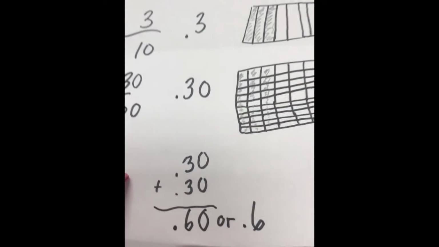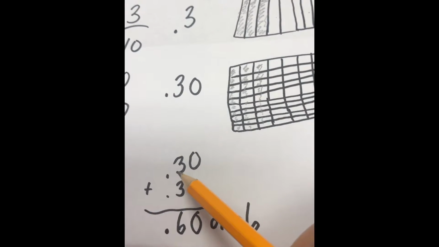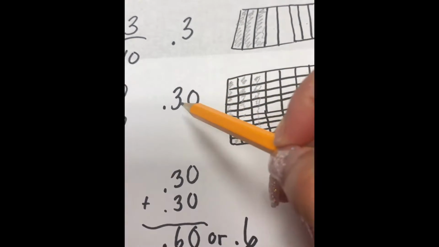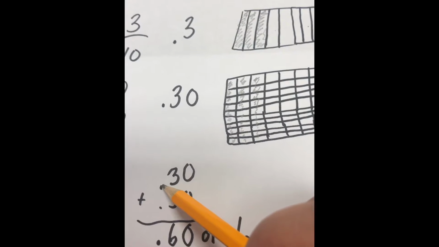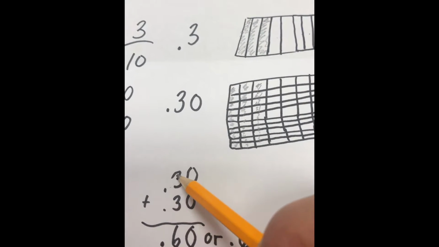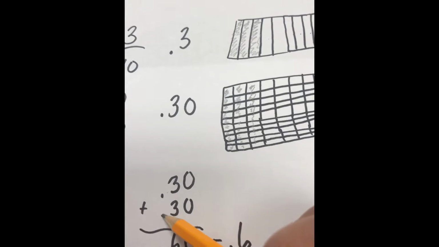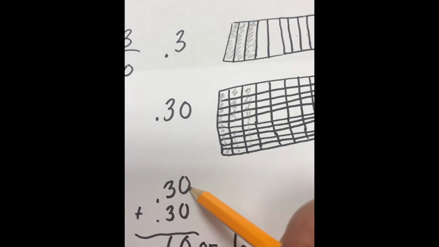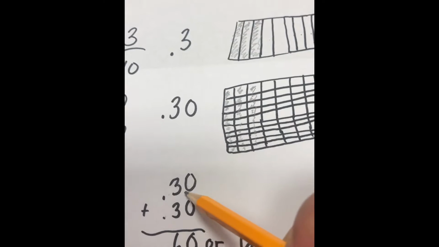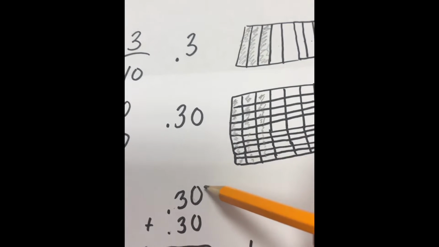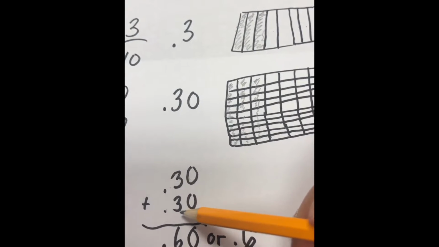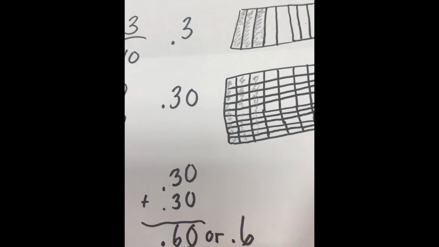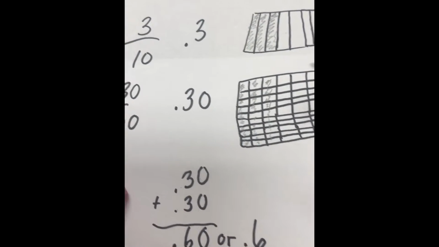So if I had to add 3/10 and 30 hundredths, I would basically use that 3/10. I will make sure it's lined up. It's 30 hundredths. I added a 0 here to make it line up correctly. 30 hundredths plus 30 hundredths equals 60 hundredths or 6/10.